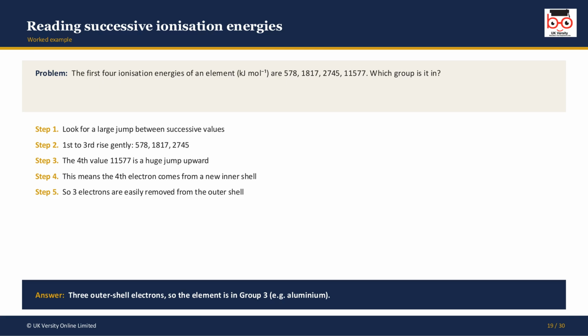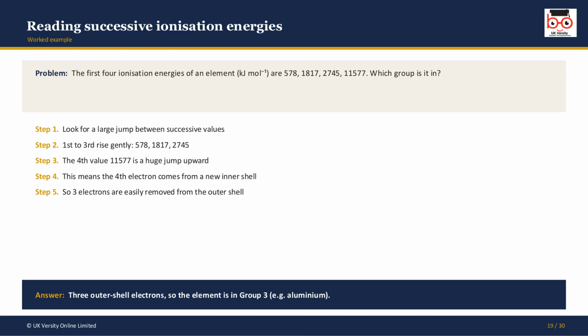Let's read some real values. The first four ionization energies of an element in kilojoules per mole are 578, 1817, 2745, and then 11577. We're hunting for a large jump. The first three rise fairly gently, 578, 1817, 2745, but the fourth is an enormous leap upward. That tells us the fourth electron is being torn from a new inner shell, much closer to the nucleus. So three electrons come away easily from the outer shell, which places the element in group 3, aluminium being the classic example.